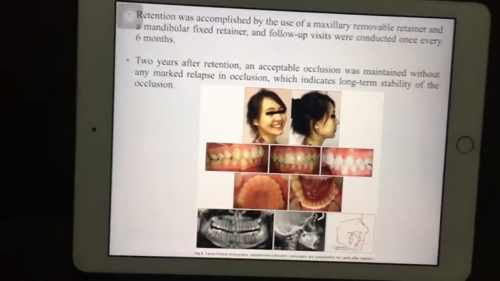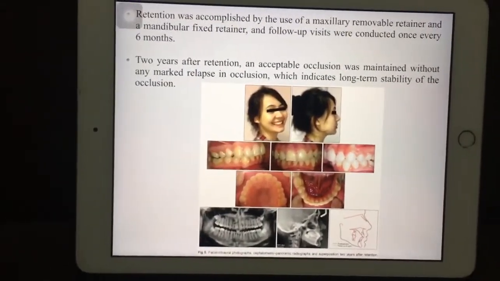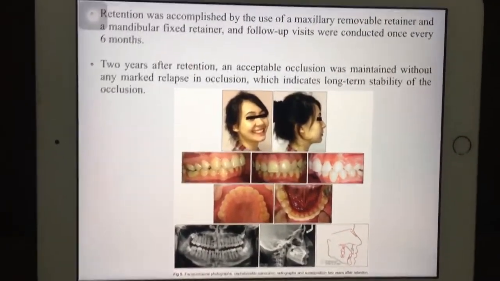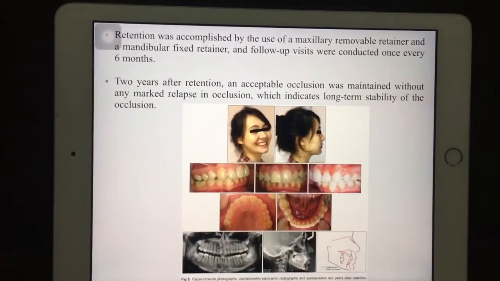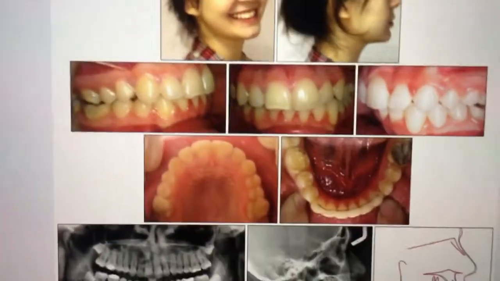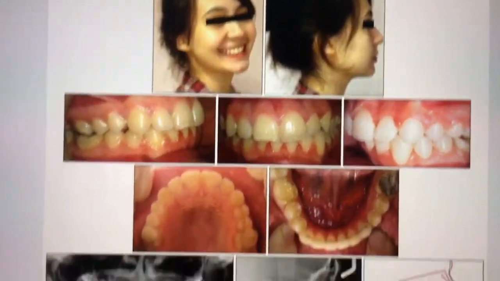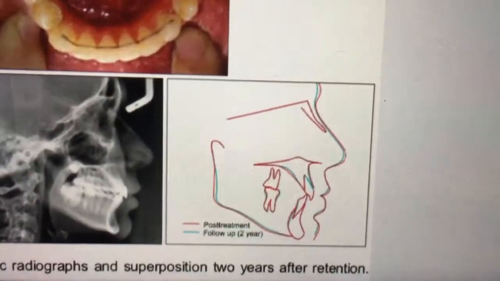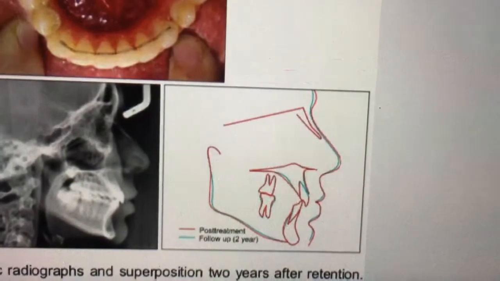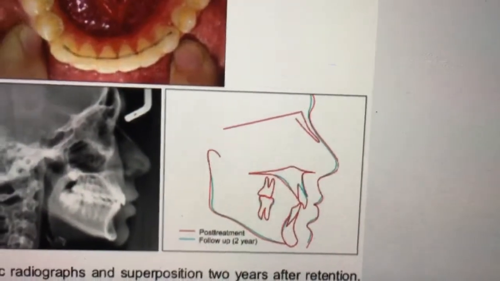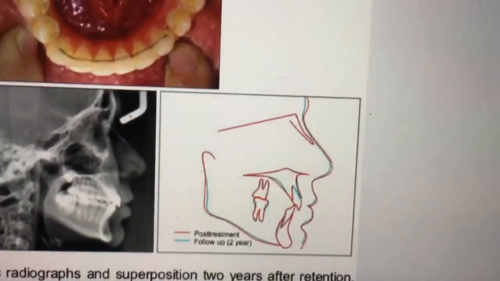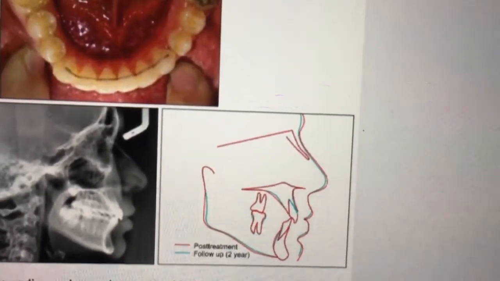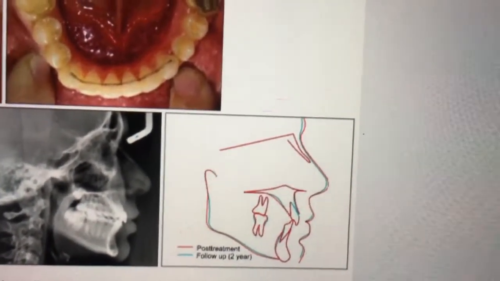So, 2 years after retention, an acceptable occlusion was maintained without any marked relapse in occlusion, which indicates long-term stability of the occlusion. And then here, yung post-treatment niya, yung red, and then the blue is the follow-up visit after 2 years. So, di ba, it was maintained without any marked relapse.